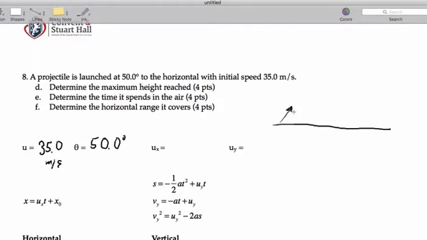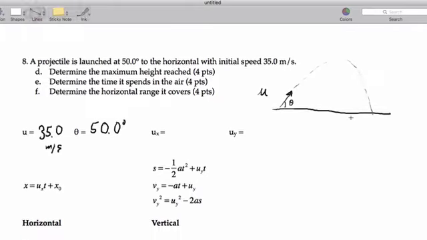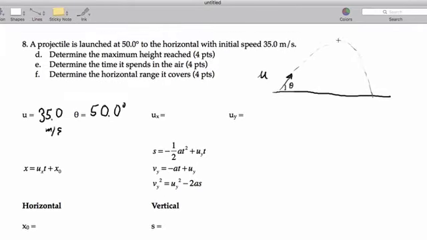So we're launching at this speed, so we have an angle theta and a u, and let's just be clear, that's u and that's theta. We go up into the air, we reach the top, and then we land. So we have a time up to the top and we have a time down, just to be clear.